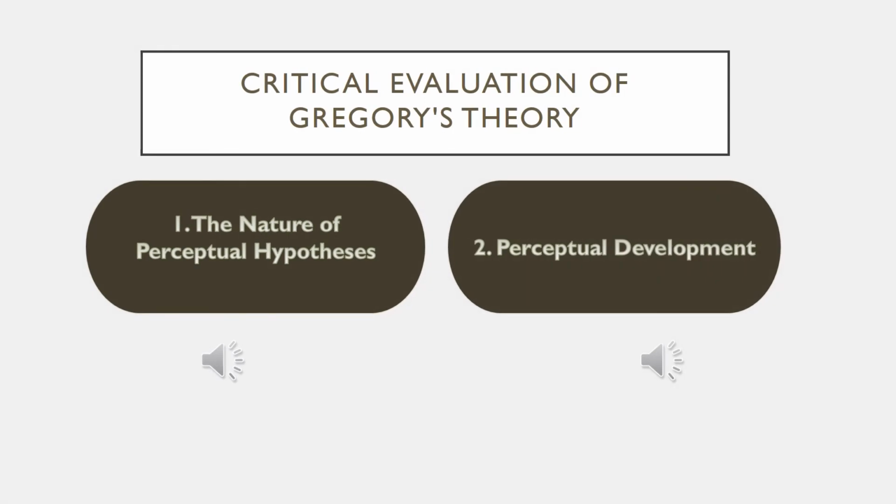Critical evaluation of Gregory's theory. Number 1. The nature of perceptual hypothesis. Once the two gray squares in figure 1 are put in figure 2, we can see in the video the change of colors. We figure out how to view the stimulus in a new way. Although there is a direct relationship between an altering hypothesis and perception in some circumstances, such as figure 2, this is not always the case.